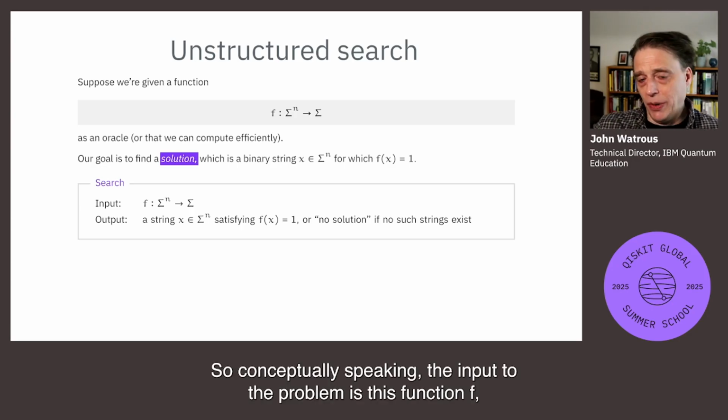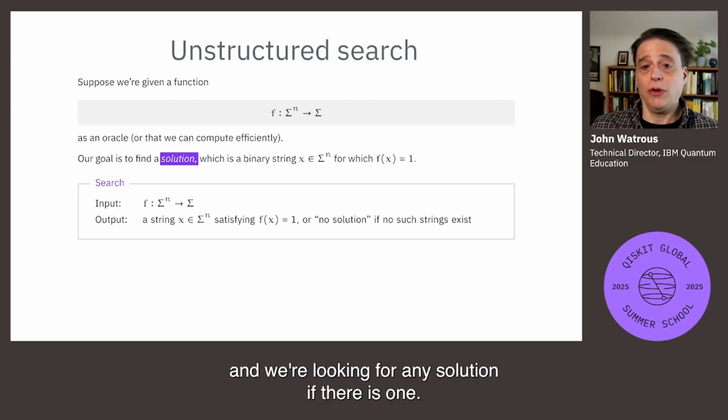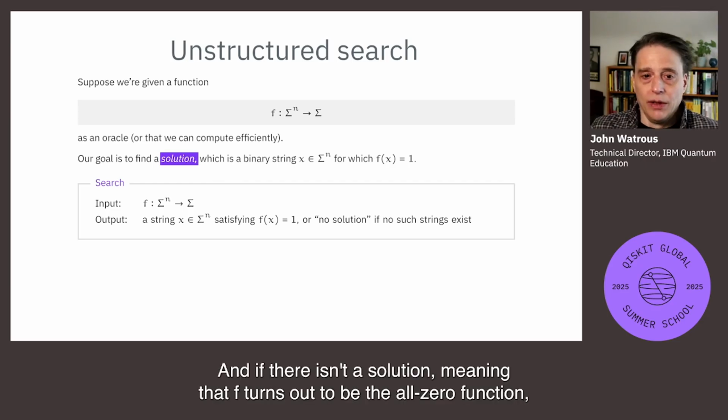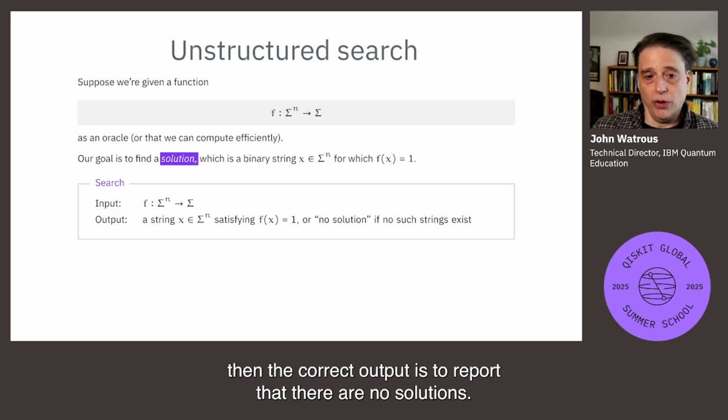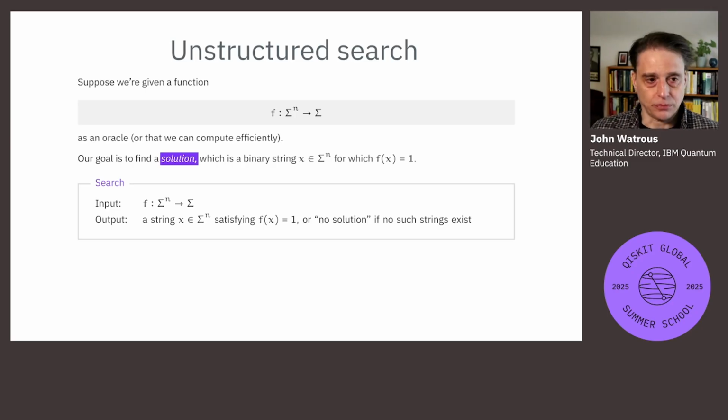So, conceptually speaking, the input to the problem is this function f, and we're looking for any solution if there is one. And if there isn't a solution, meaning that f turns out to be the all zero function, then the correct output is to report that there are no solutions.